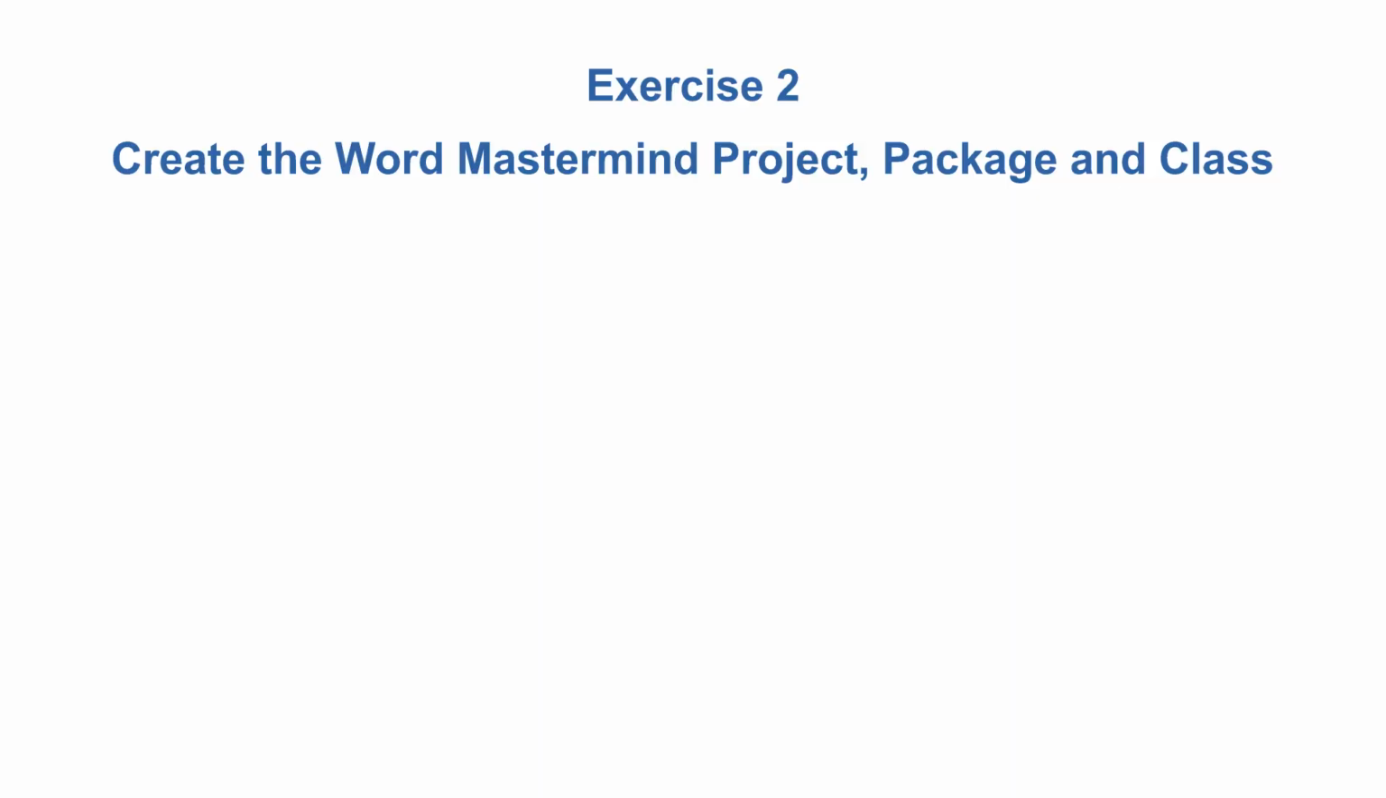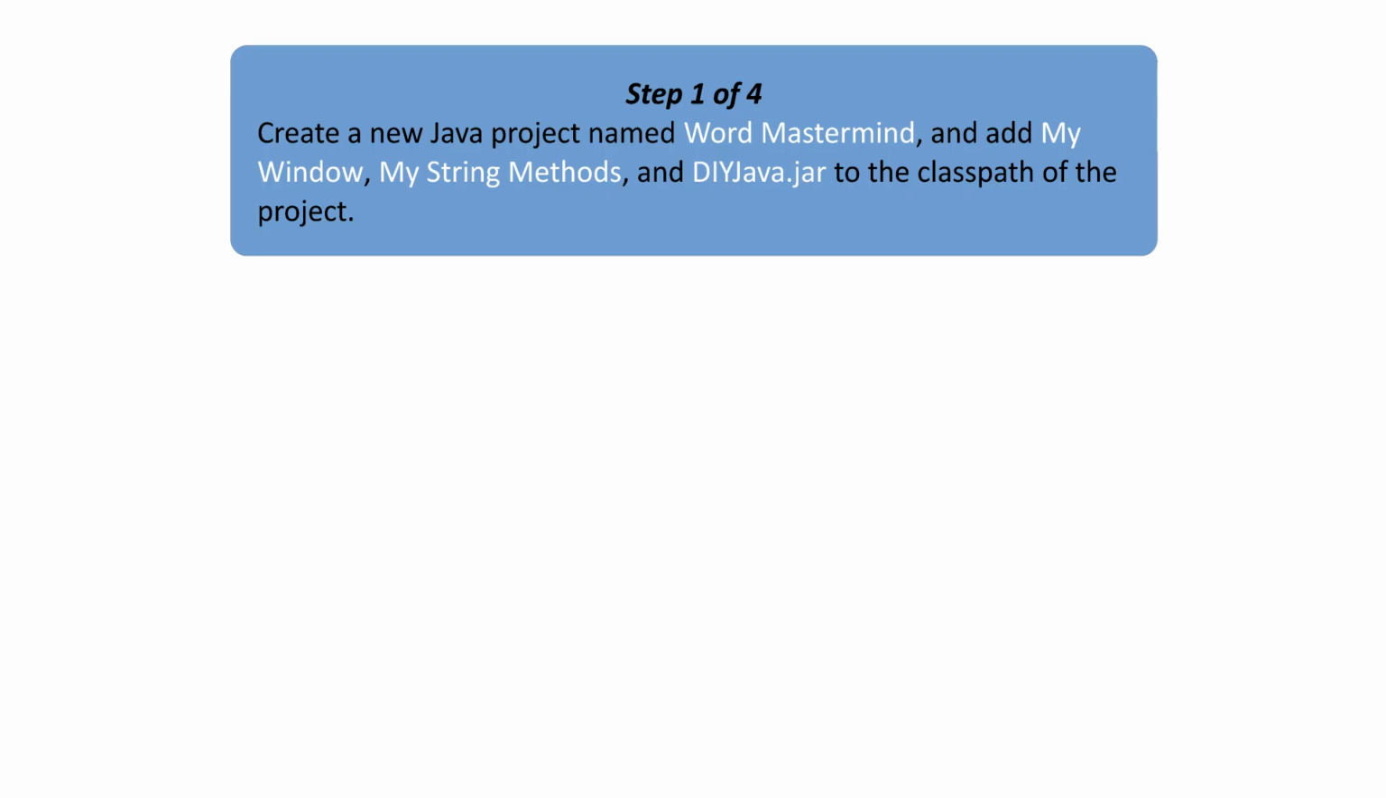Now you need code to call promptForYesNo. Let's start writing the next program. Exercise 2. Create the Word Mastermind project, package, and class. First, create a new Java project named Word Mastermind and add MyWindow, MyString methods, and DIYjava.jar to the class path of the project. Hint: MyWindow and MyString methods are Java projects.